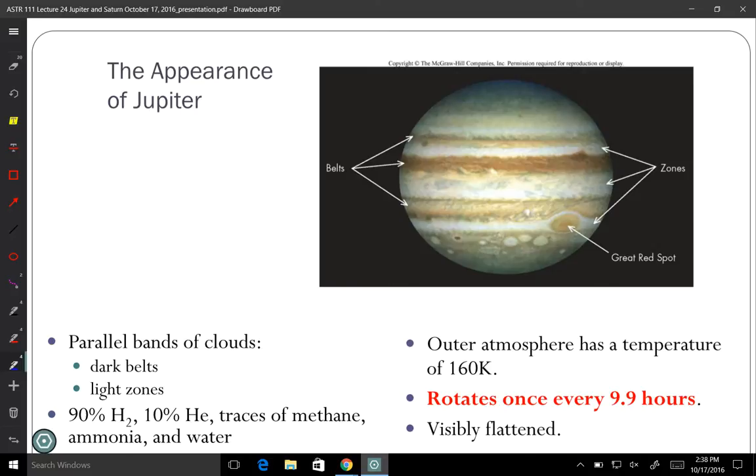So here's where the belts and the zones are introduced, and you can see I did identify them correctly there.